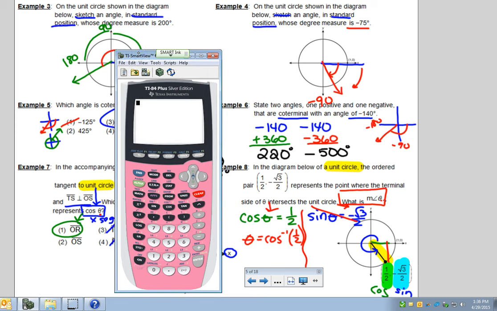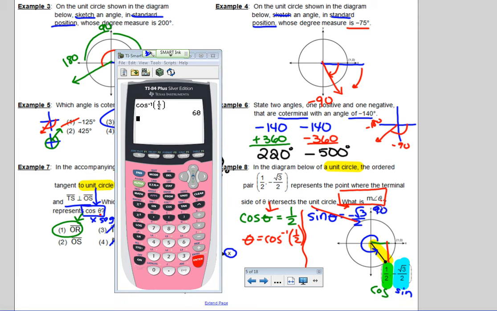All right, so putting that in our calculator, we get 60 degrees. Now, wait a minute. It's not definitely 60. We know that this is swinging to be 90, and this swings to be 180, and this swings to be 270. So we know that our angle has to be somewhere past 270 up to 360.